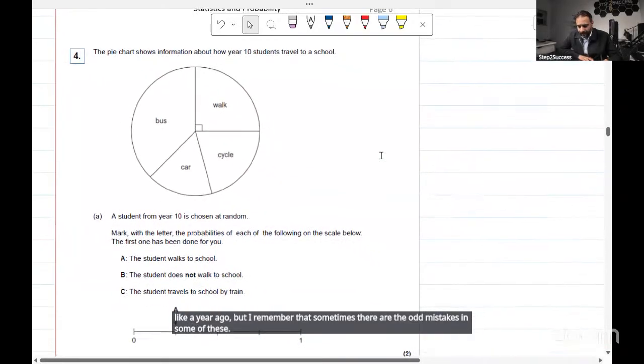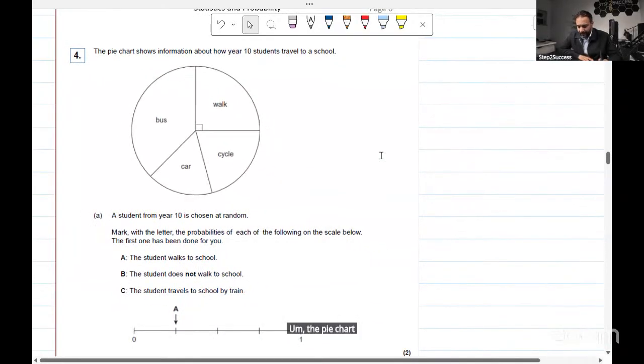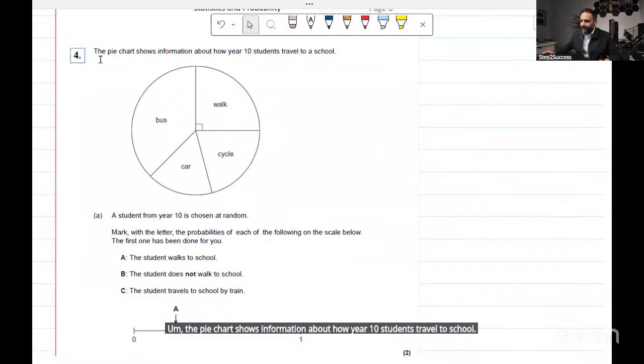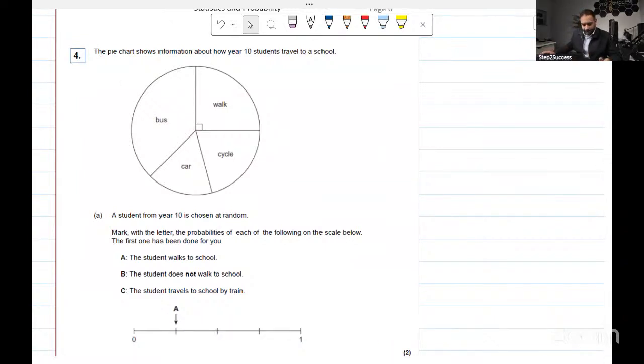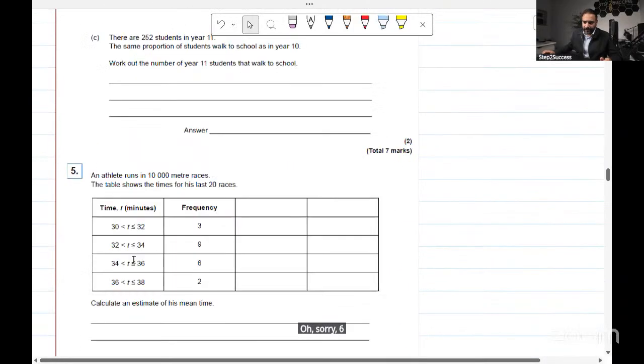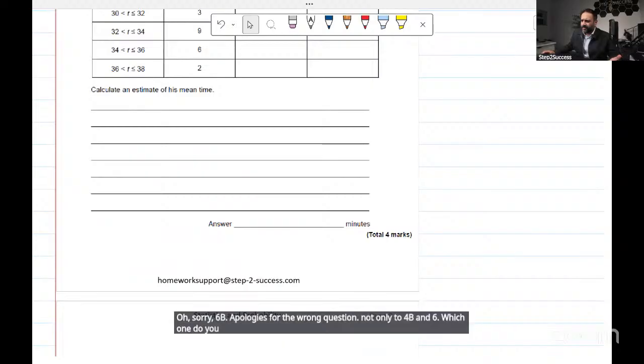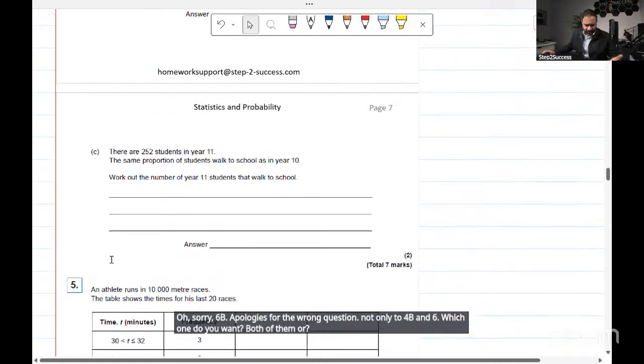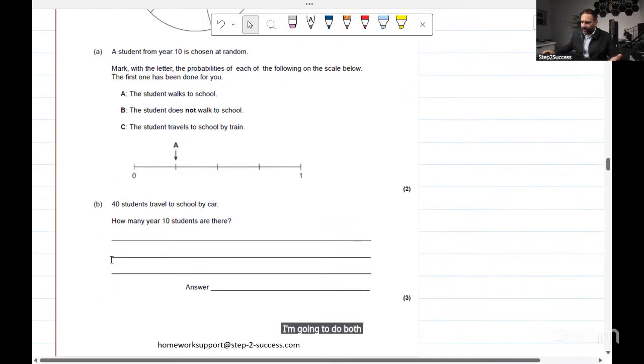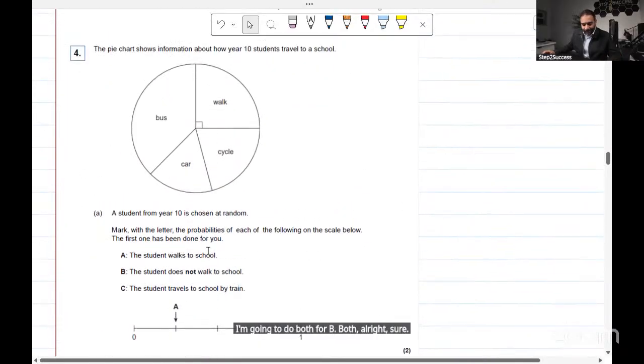The pie chart shows information about how year 10 students travel to school. Oh, sorry, 6B. Apologies. On the wrong question. Oh, no, you said 4B and 6. Which one do you want? Both of them? Okay, I'm going to do both of them. 4B, all right, sure. Let me read it first.